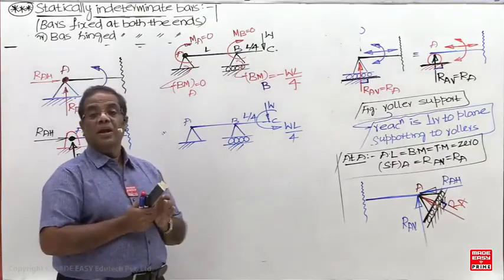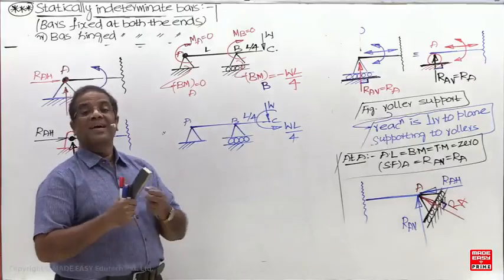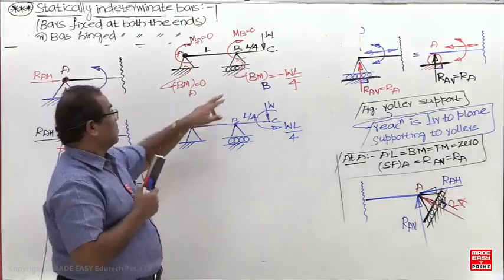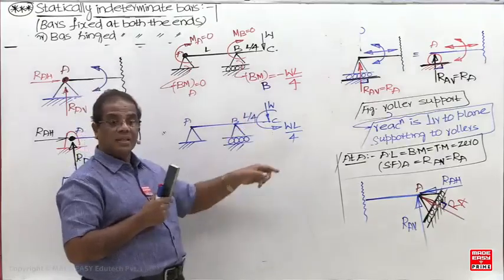That's why I mentioned that at a simple support, the bending moment may or may not be 0, but the moment reactions are 0. In the previous case, the bending moment is non-zero, but here the bending moment is 0, because on the right side one couple, one moment is there.